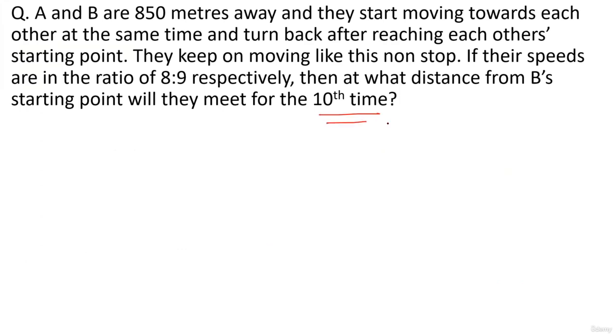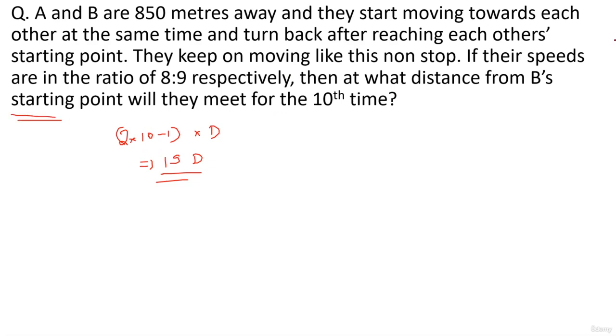We saw that for the nth time, the total distance they will cover is 2n minus 1 times D. Right? So, यहाँ पे n value कितना है? 10 दिया हुआ है. So, total distance they will travel is 2 into 10 minus 1 multiplied by the track length D, which is 19 times D. Okay. Now, they are asking you at what distance from B starting point.